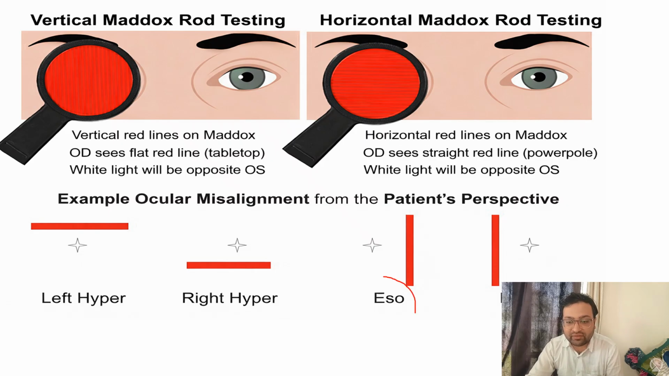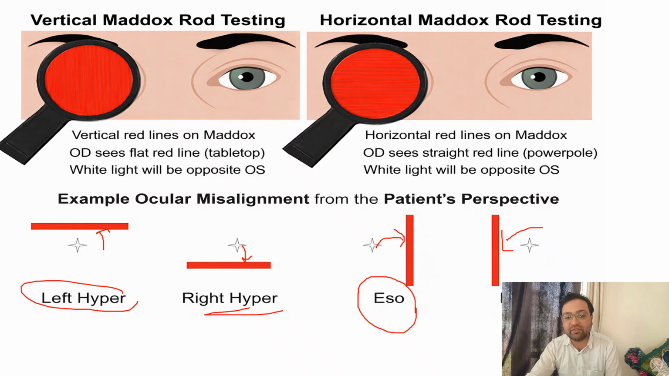So if the vertical beam of light is on the right side, then this is eso. If it is on the left side, then it is exo. Similarly, if the lines on the Maddox rod are vertical, the line of light will be horizontal. So if it is above, then it is hyperphoria, and if the line is below the point source of light, then this is right hyperphoria.